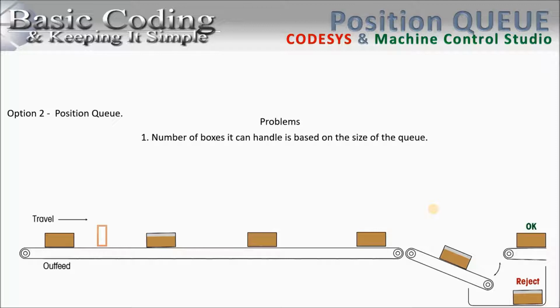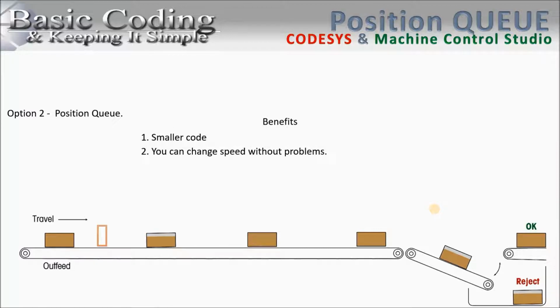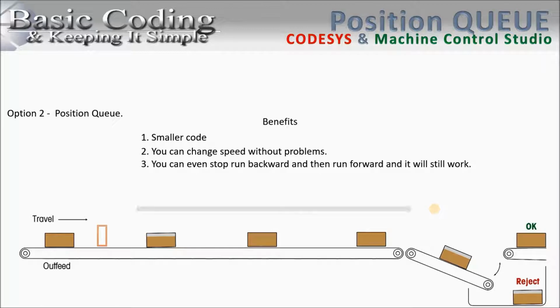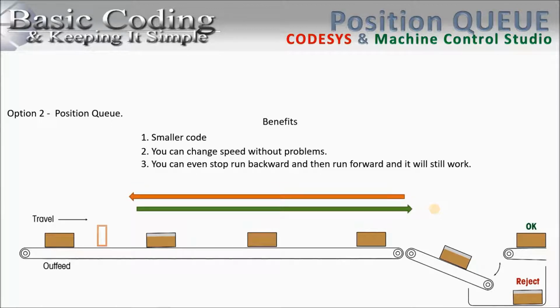Unlike timers, where you have to keep adding more timers, with most queues you tweak the code a little bit, or it's a setting or whatever, and you instantly get more boxes. For example, thousands of boxes can be queued up without problems, without making the code any bigger. It just handles them. So the benefits are smaller code. You can change speed without any problems at all, because it's keeping track of position. And you can even stop it, run it backwards, then run it back forward, and if you designed your queue system right, it will still put the boxes in the appropriate locations. Pretty cool.